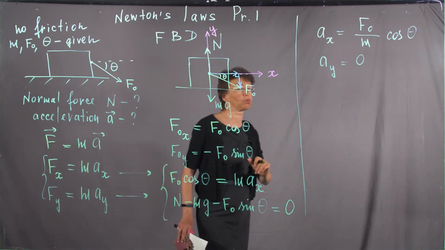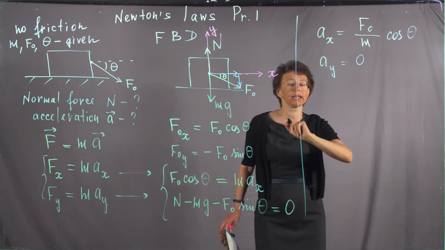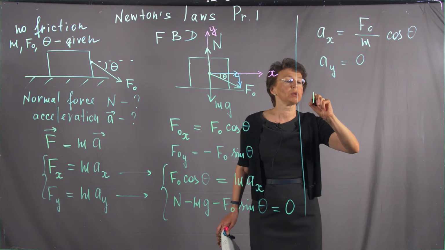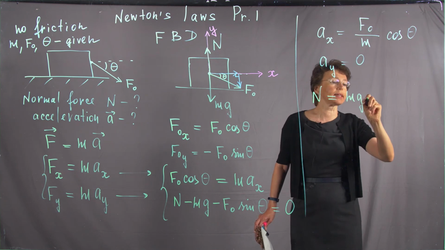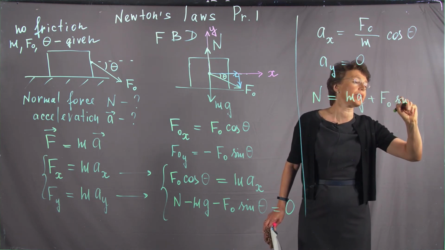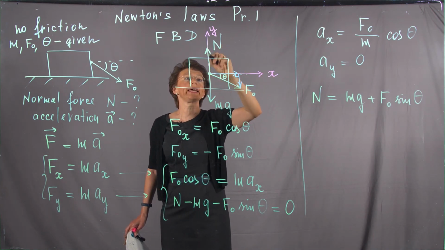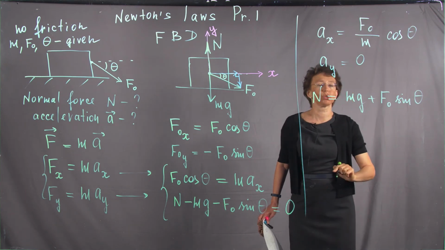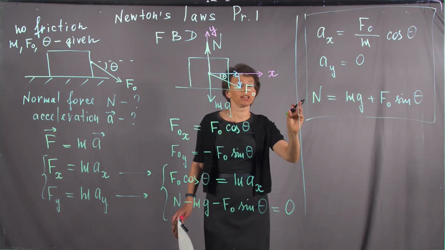What is the normal force? We know the direction of normal force. It is always perpendicular to the surface, so it's vertically up. All we need to find is magnitude of normal force. From my second equation, I will immediately see that normal force is equal to mg plus F naught sine theta. I did not draw it to scale. If I draw it correctly, my length of normal force vector has to be larger than gravity, because I have gravity plus F naught sine theta. We solved the problem. We found both components of acceleration and normal force.